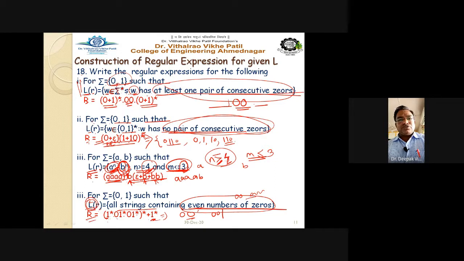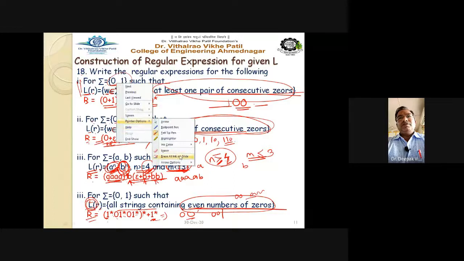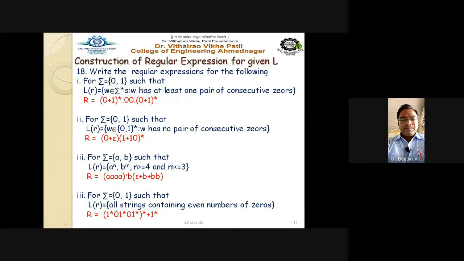You can have the regular expression like this. Getting this point? 1 raised to star dot 0 dot 1 raised to star dot 0 dot 1 raised to star, bracket raised to star, plus 1. Getting this point? So this is the way we write the regular expression for the given language, the regular expression for the language asked in the example.